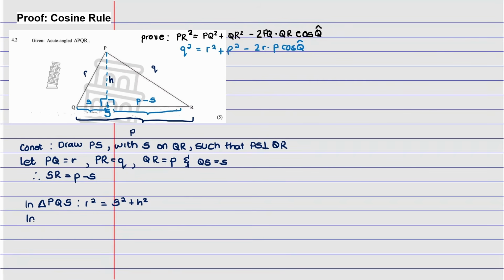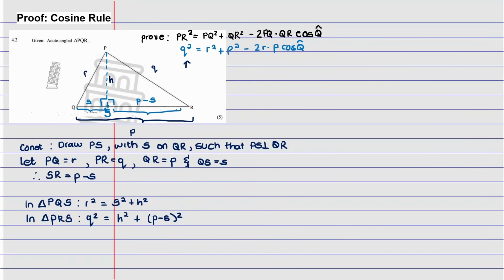Then we know that in triangle PQR, Q squared is equal to the sum of the squares of the two sides. So it's going to be H squared plus P minus S all squared. The reason why we're using the theorem of Pythagoras is that it has the Q squared, and this is what we want, the Q squared. I hope that makes sense, right?